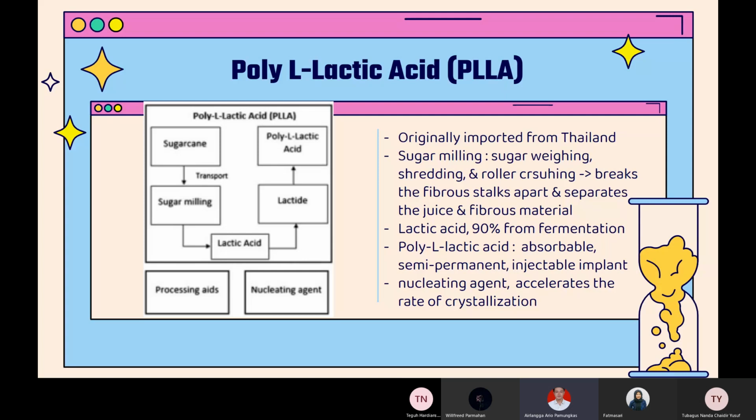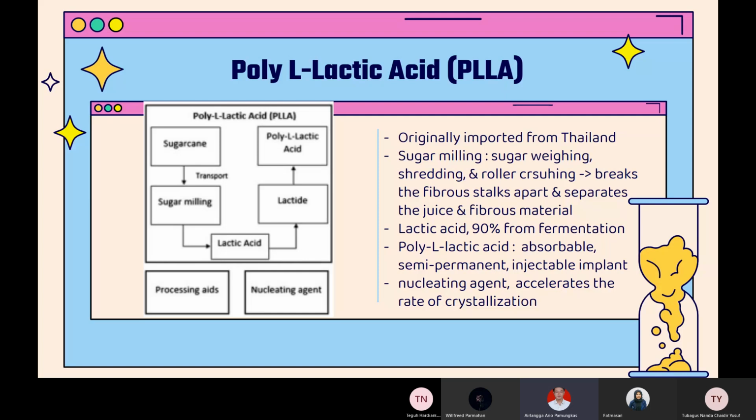After the phase of sugar milling, lactic acid is the result. The lactic acid is 90% obtained from fermentation. And finally, the poly-L-lactic acid is produced. Poly-L-lactic acid is an absorbable, semi-permanent, injectable implant that can be used to gradually restore volume and stimulate collagen formation.